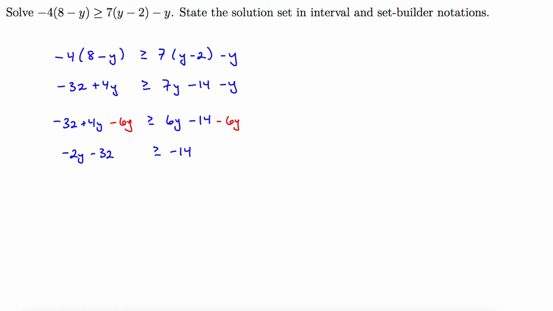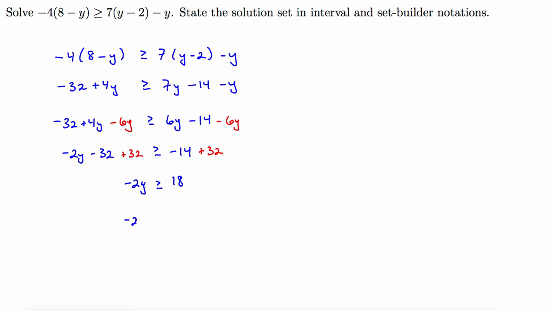All the variables are on the left, so now we need to remove the minus 32 from the left side of the inequality. The opposite of subtracting 32 is adding 32, so we'll add 32 to both sides of the inequality. Negative 2y minus 32 plus 32 is negative 2y. Negative 14 plus 32 is 18. Again, through all of that process, the inequality did not change because all we did was add or subtract numbers from both sides of the inequality.